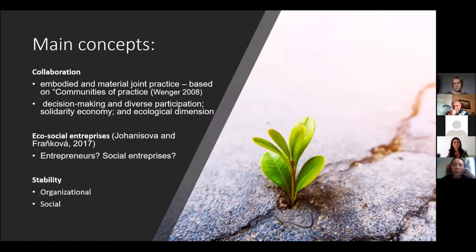We decided to approach collaboration as an embodied and material joint practice, largely inspired by the scholarship of communities of practice. We wanted to approach collaboration as daily practice, where ethical principles and interdependencies are in constant process of being renegotiated and negotiated. Through empirical work, we identified collaborative practices in the following domains: decision-making and diverse participation, solidarity economy, and ecological dimension. And we will elaborate on them later in the presentation.